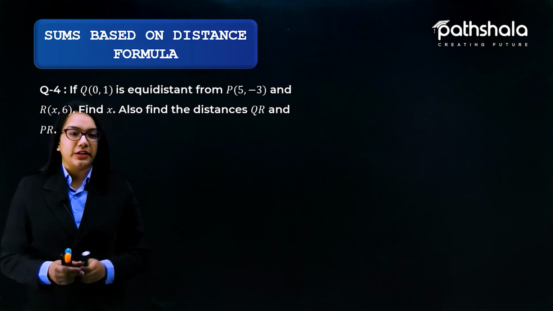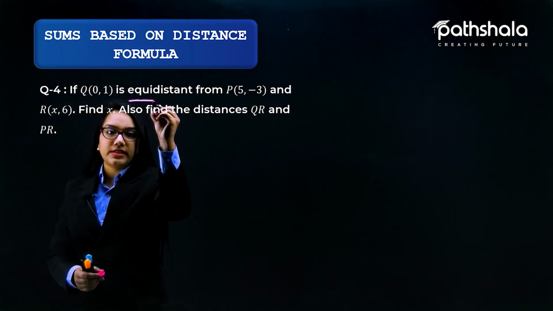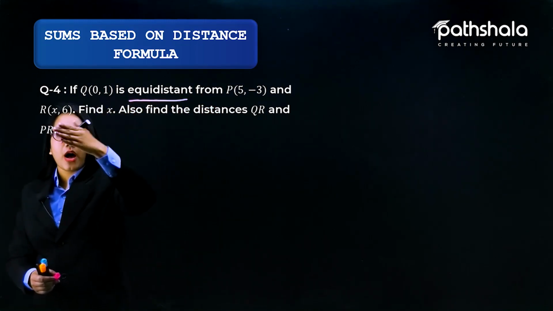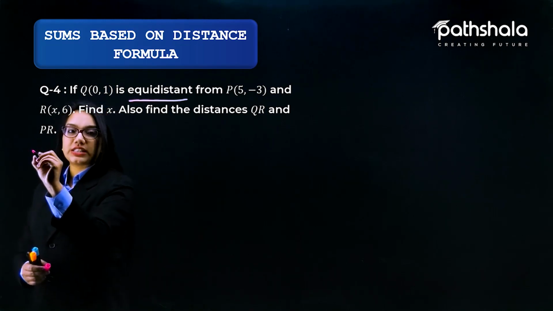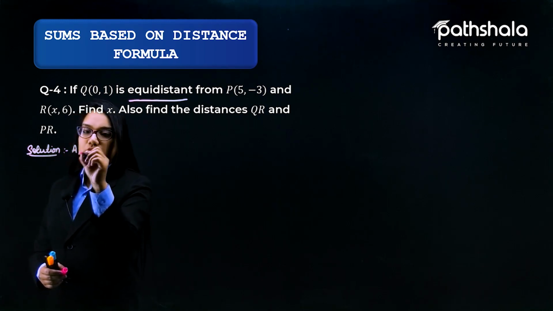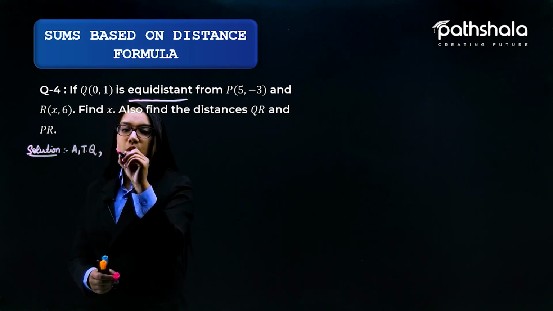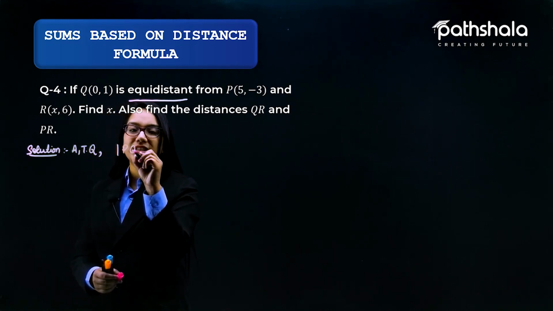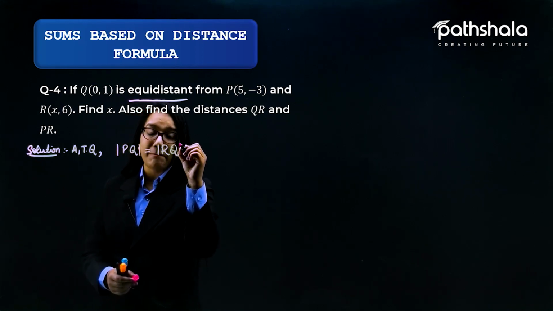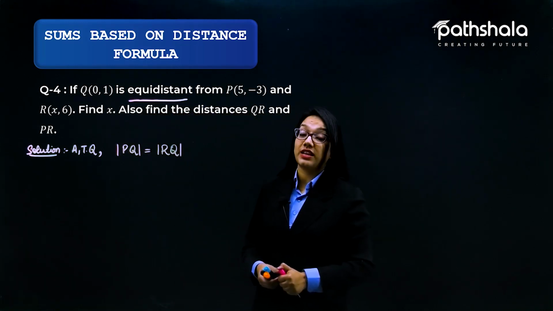As per the question, it is given to us that Q is equidistant. Equidistant means the distance of Q from P and the distance of Q from R is the same. So let's start the solution with this condition. According to the question, the PQ distance is equal to the RQ distance. It is mentioned in the question that these distances are equal to each other.